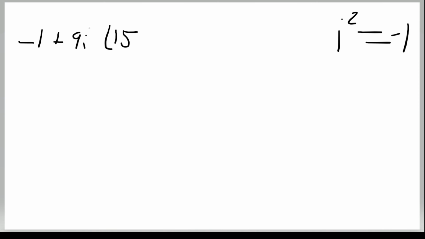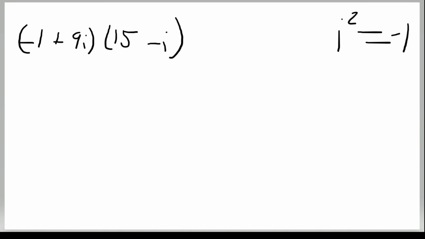And we really need to remember that i squared equals negative 1, because we're going to get that a lot when we are doing multiplication. So, for our first multiplication, let's just do negative 1 plus 9i and 15 minus i. So let's use the FOIL method.